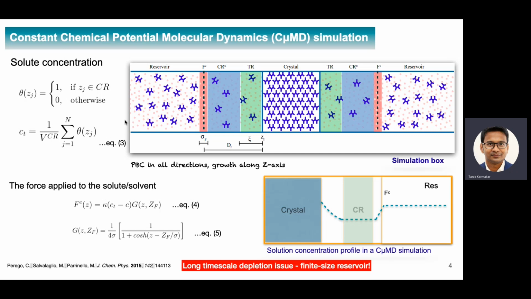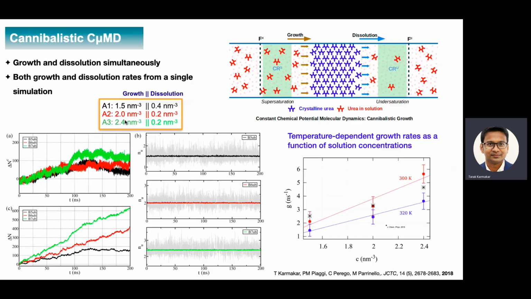However, at long time scale, when the crystal grows much larger, the finite size reservoir depletes. To avoid such long time depletion issue, we developed the cannibalistic variant of the CMMD method. In this setup, one side of the crystal is grown in the presence of supersaturated solution, while the other side of the crystal dissolves in the presence of undersaturated solution.